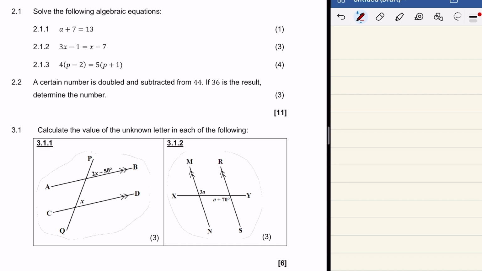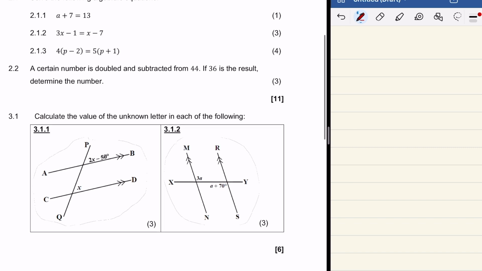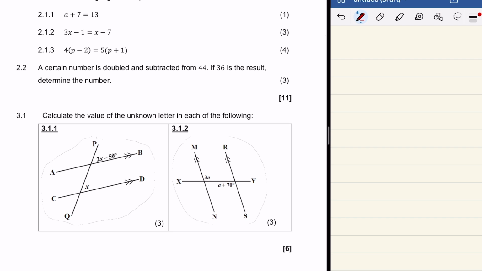Now for the variable, we can use whatever we want. We can use an x, an a, an m, b, whatever. So for the purposes of this video, in the solution we're going to use x. That's the most common one. So a certain number x is doubled. Now doubled means times 2. So I've got a certain number and it's being doubled. That's what that means. And then that number that was doubled is being subtracted from 44.